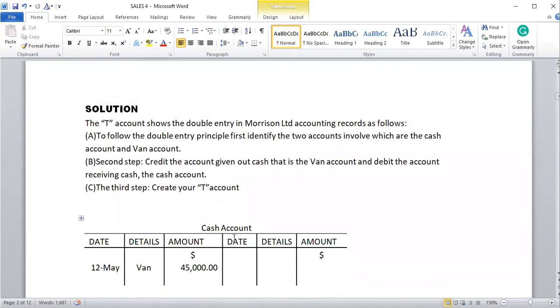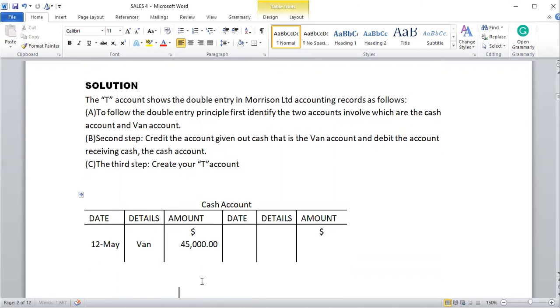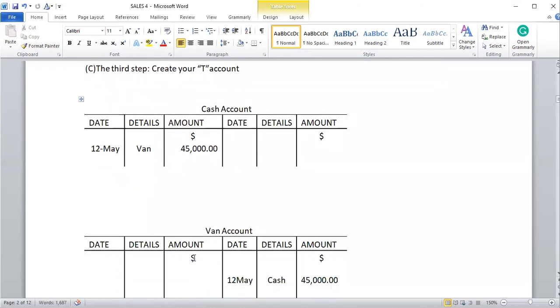So the T account: the cash account, receiving the cash, has been debited on the left-hand side. So date, 12 May, details, van, because the corresponding entry can be found in the van account, and the amount is $45,000. When you come to the van account, it has been credited on the right-hand side, date, 12 May, details, cash, because the corresponding entry can be found in the cash account, and the amount is $45,000.